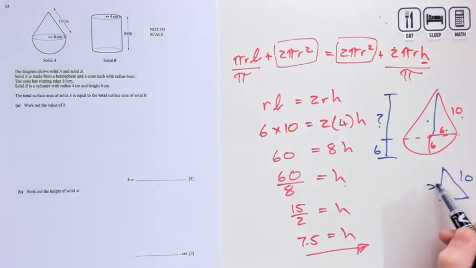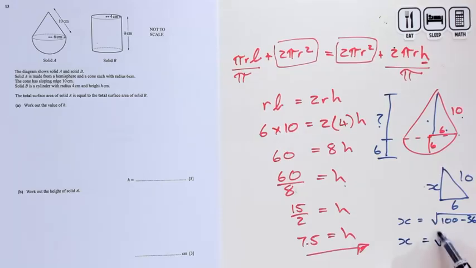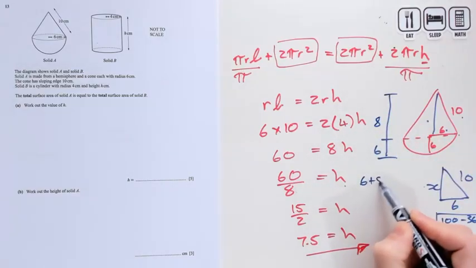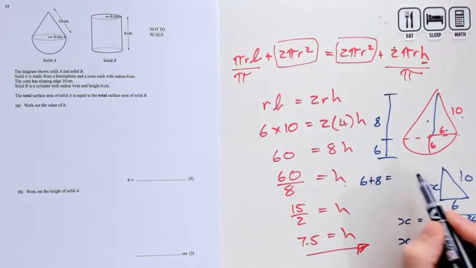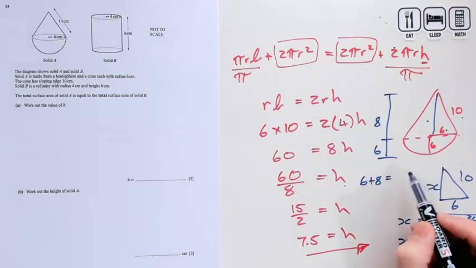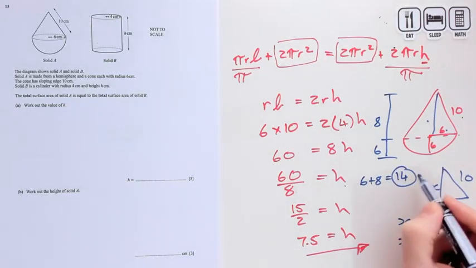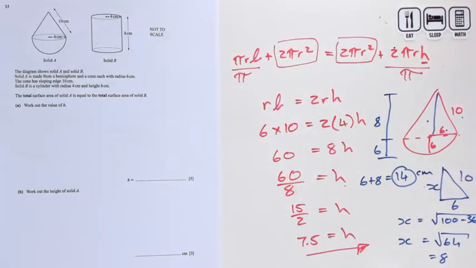I know that this height, x, is going to be the square root of 100 minus 36, 10 squared minus 6 squared. So x is going to be the square root of 64, which is 8. So that height is going to be 8. So 6 plus 8, if I use my fingers, don't forget your fingers in your IGCSE exam, definitely need them to count. And then you would get to 14 centimeters. Cool, nice little question.